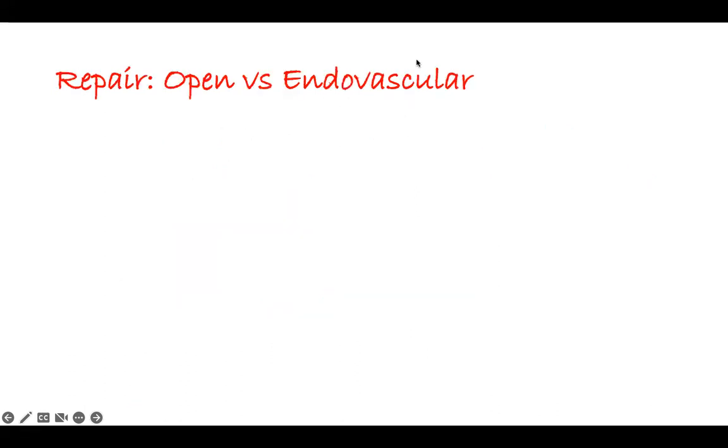So now that we know what they are, what the symptoms are, and what the presentation is, how do you repair it? Well, you can repair them with the open approach versus endovascular. What it means is, open means you're making an incision. So there's a big incision in the abdomen or chest.